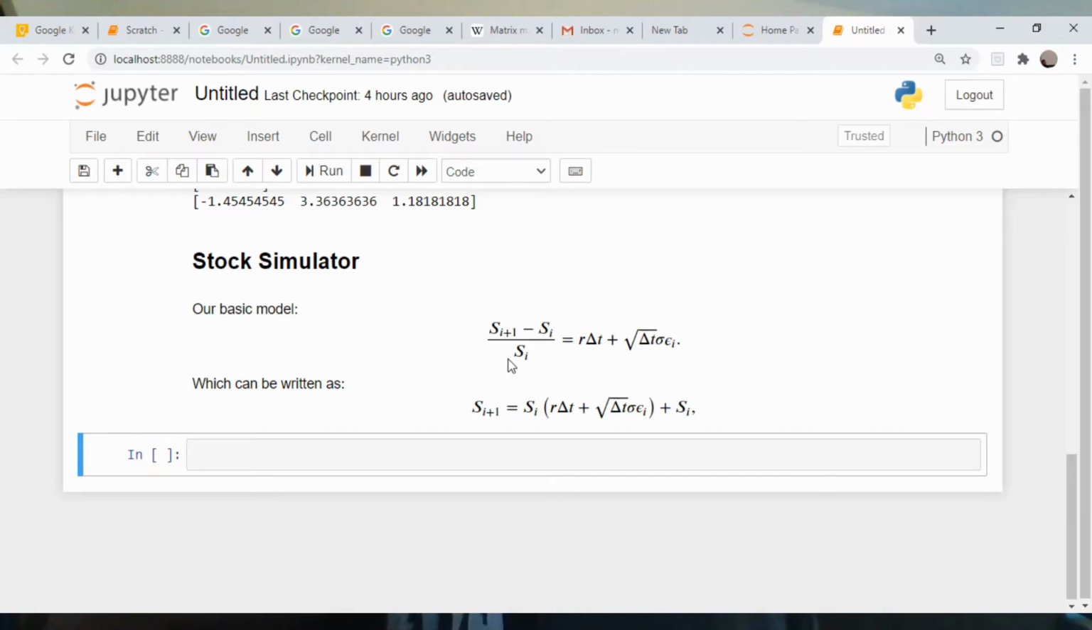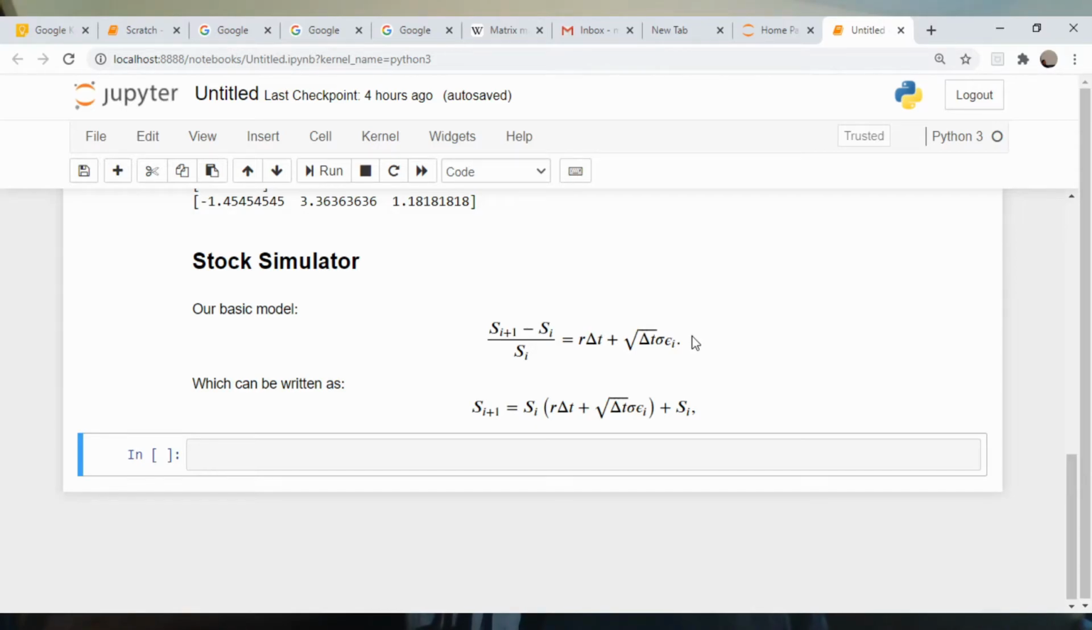The relationship between the stock price S on the ith day and the ith plus 1 day was given by this relationship here. R is the risk-free rate, delta T is our time step, which we're going to take as 1 day, and then this is equal to the square root of delta T times the volatility of the stock, and we're just going to make up a number and assume it's fixed over that period of time, times what I wrote as epsilon sub I, and epsilon is going to be a number sampled from the random normal distribution. You don't have to worry about that right now.